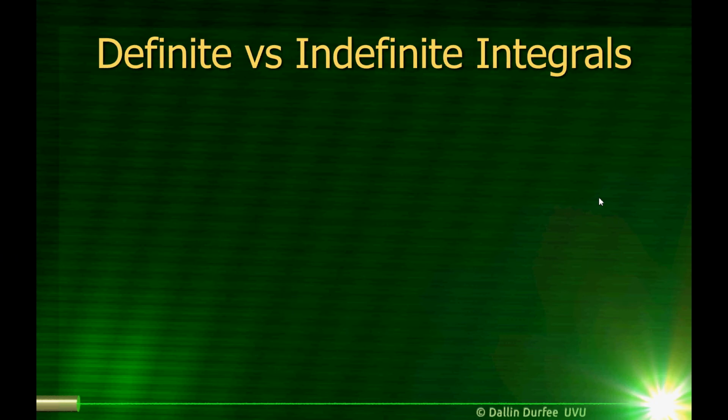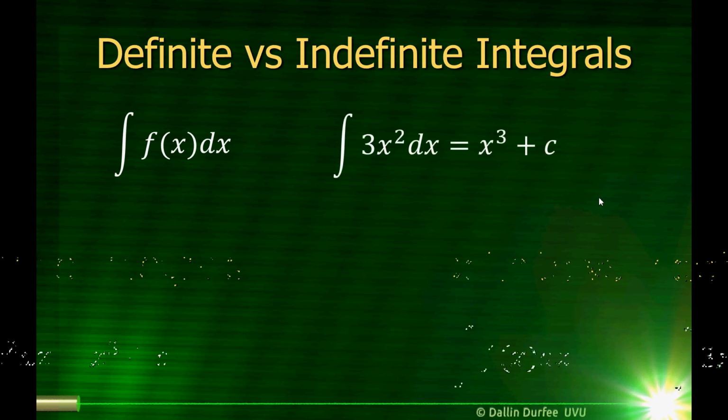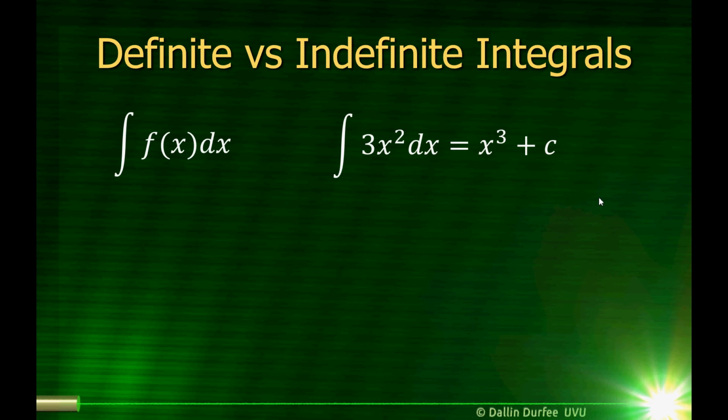Now, what we've been showing so far are what we call indefinite integrals. So indefinite integrals look like this. I take the integral of something, for example, the integral of 3x squared times dx, and we said that's equal to x cubed plus a constant. That's an indefinite integral. In a definite integral, we look at a range over which we integrate.